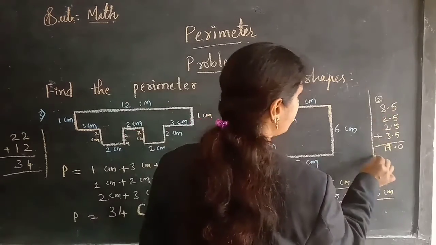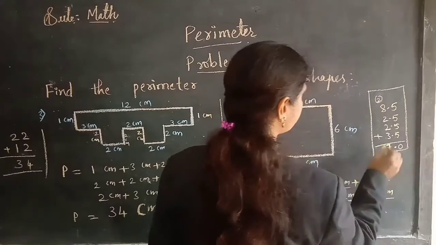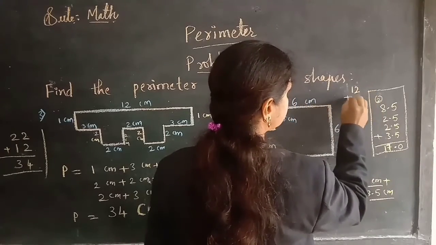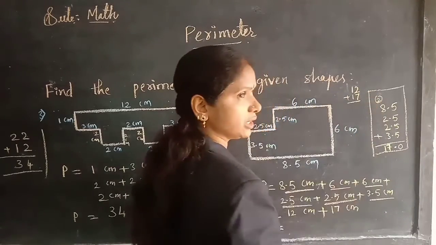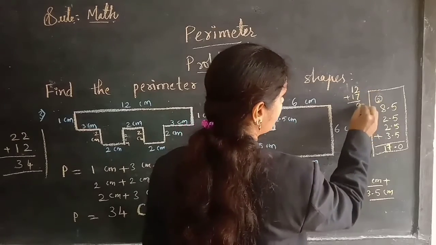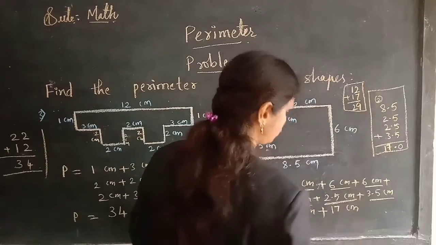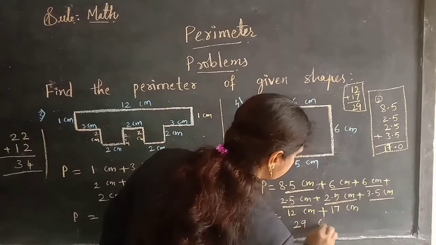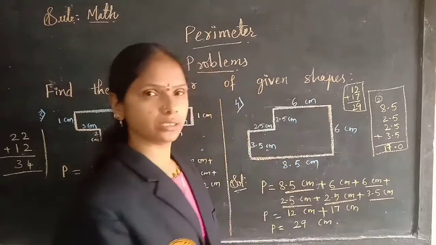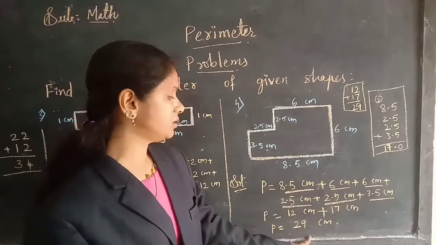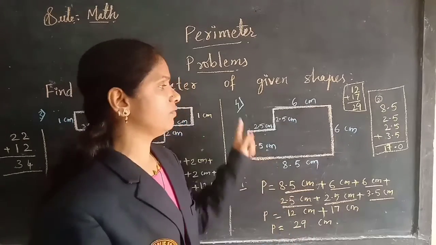If you know, you can add, or else you take those numbers, 12 and 17, beside and you can add, children. Now 2 plus 7, 9. 1 plus 1, 2. So here I am getting 29 centimeters. So 29 centimeters is the perimeter of the given shape.